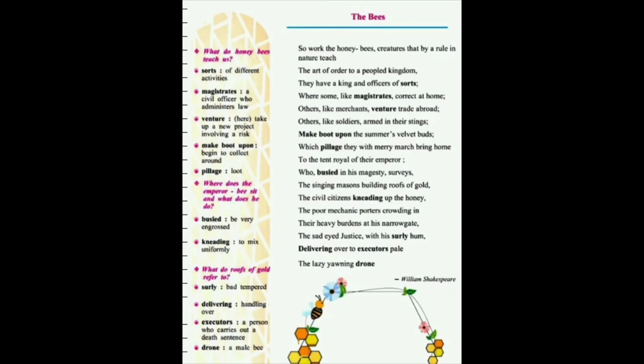Now what they are saying further, so why is the poor mechanic in burden? What are they saying? See, the poor mechanic potters crowding down the heavy burdens at his narrow gate.